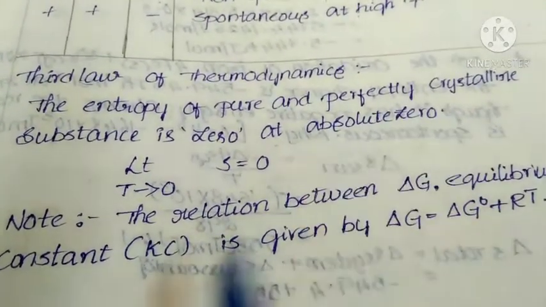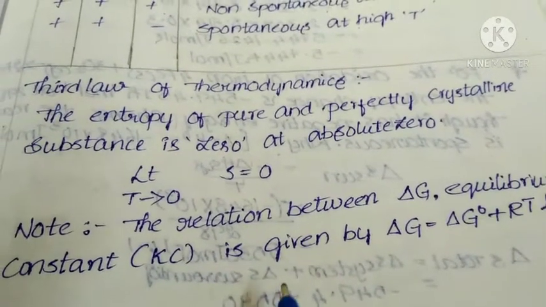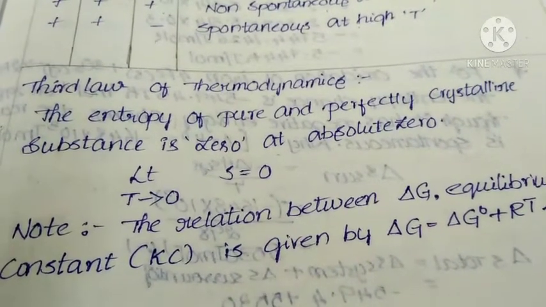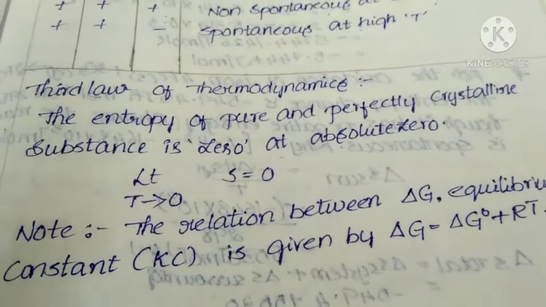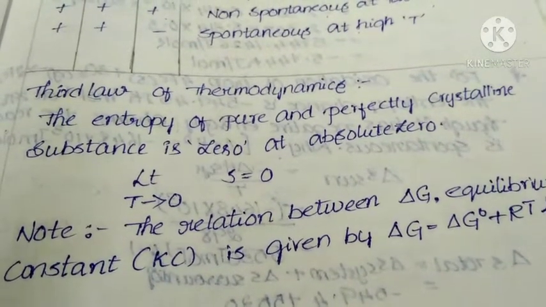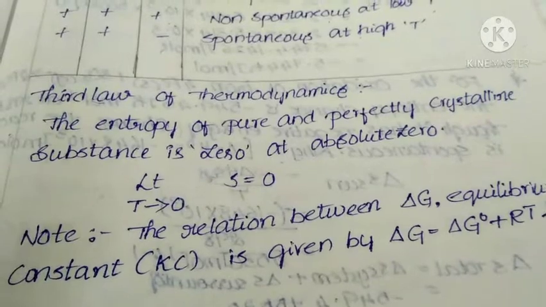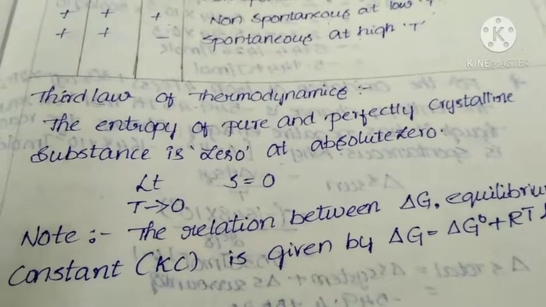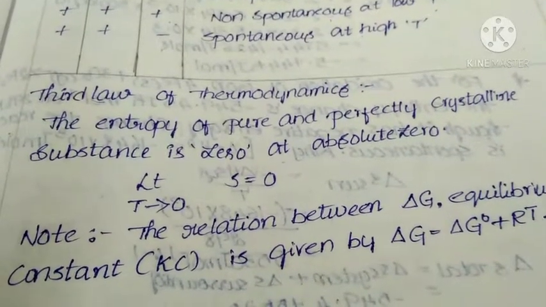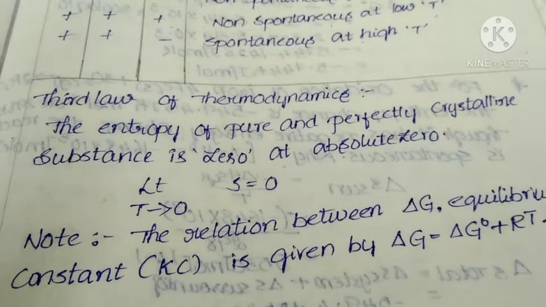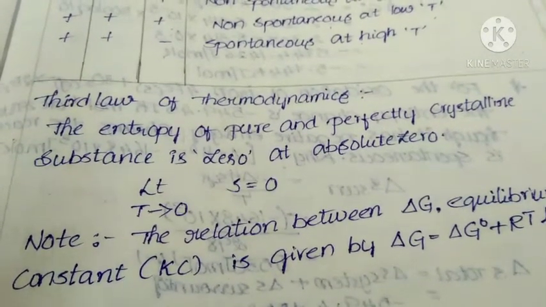Absolute zero means what? What is absolute zero? 0 Kelvin temperature or minus 273 degrees Celsius temperature is called absolute temperature. That is a very low temperature.